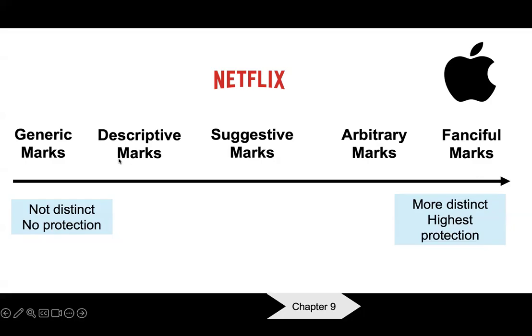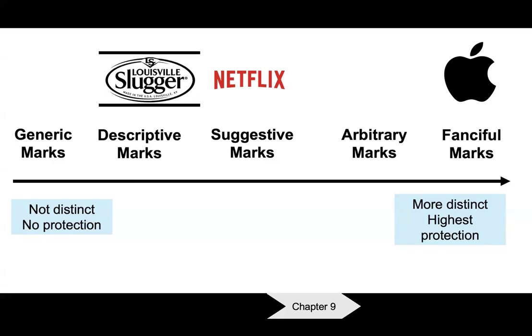Continuing to move down the spectrum, now we have descriptive marks. These merely describe some aspect of a good or service without identifying or distinguishing the source of those goods or services. One example of that would be American Airlines. It's an airline in the US. Another example related to sport would be Louisville Slugger, right? Slugger relates back to baseball. This is representative of the good that comes from a baseball bat. So, this is kind of describing what that is.